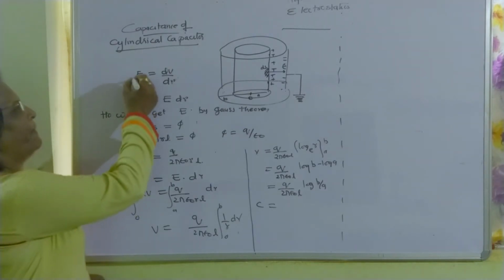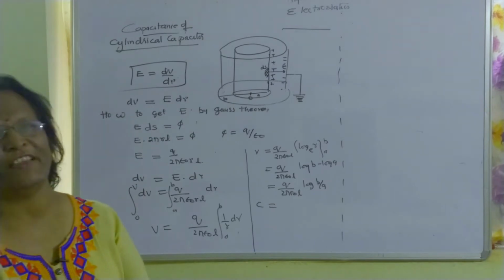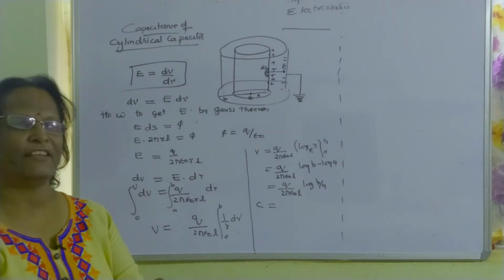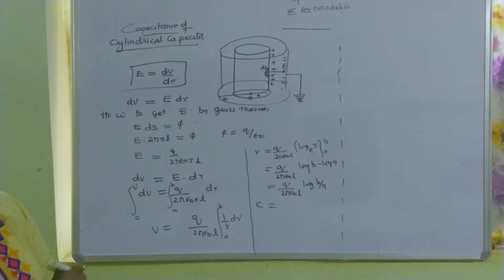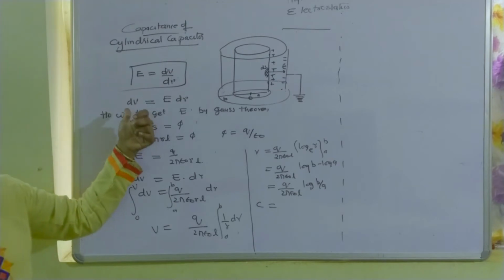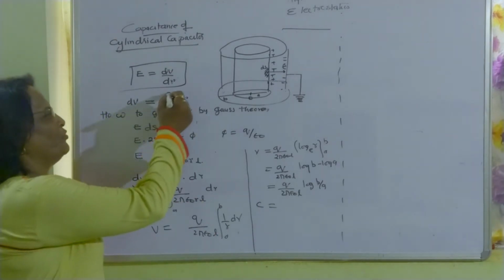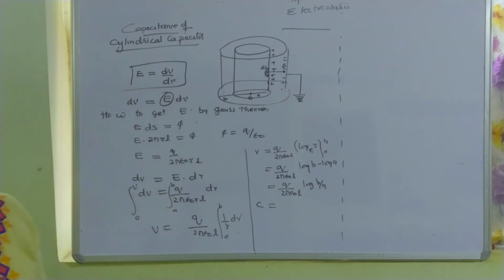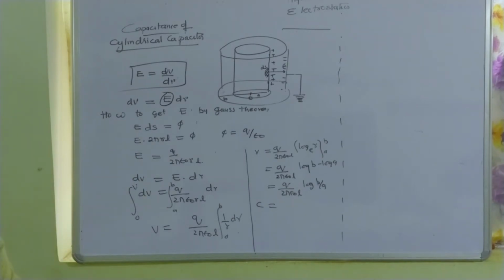So we will apply this first formula. We will find out the electric field, that is E equals dV upon dr. Electric field is always equal to the negative of the potential gradient, but here we have taken only the magnitude, so we have not considered the sign, and we get dV equals E dr. How to get E? Now we must know what should be the value of E for this particular cylindrical capacitor. Here you have to take help of Gauss theorem.